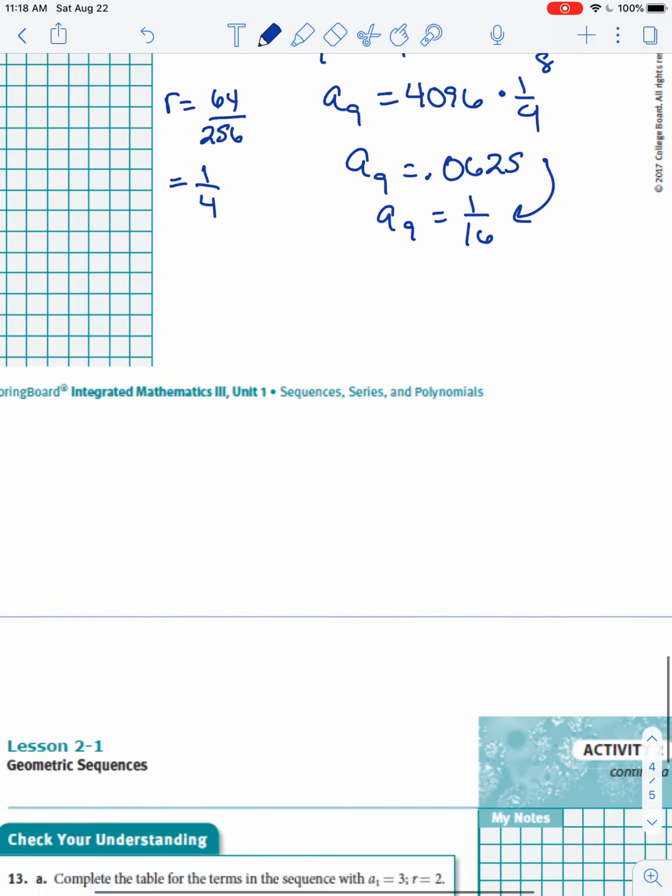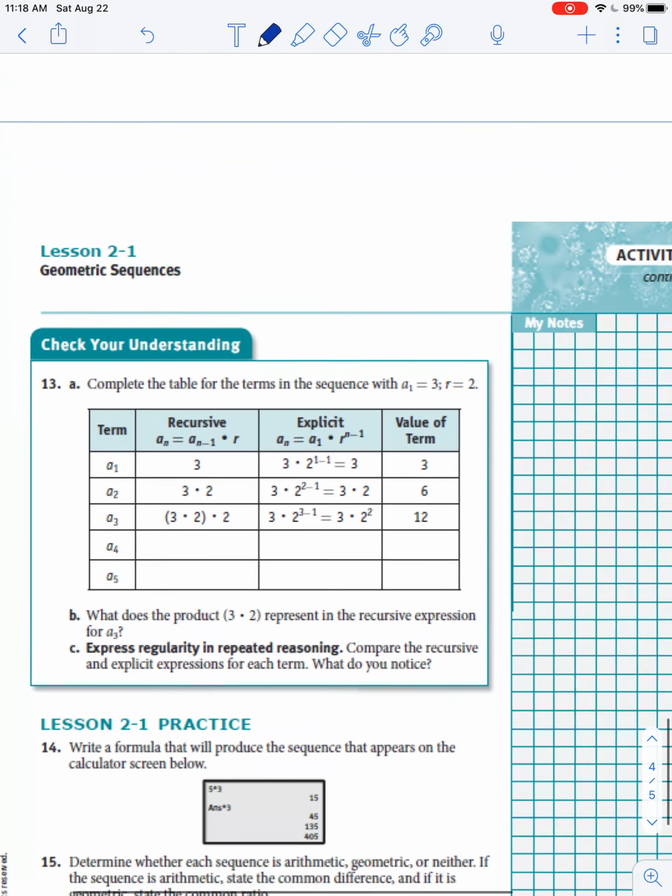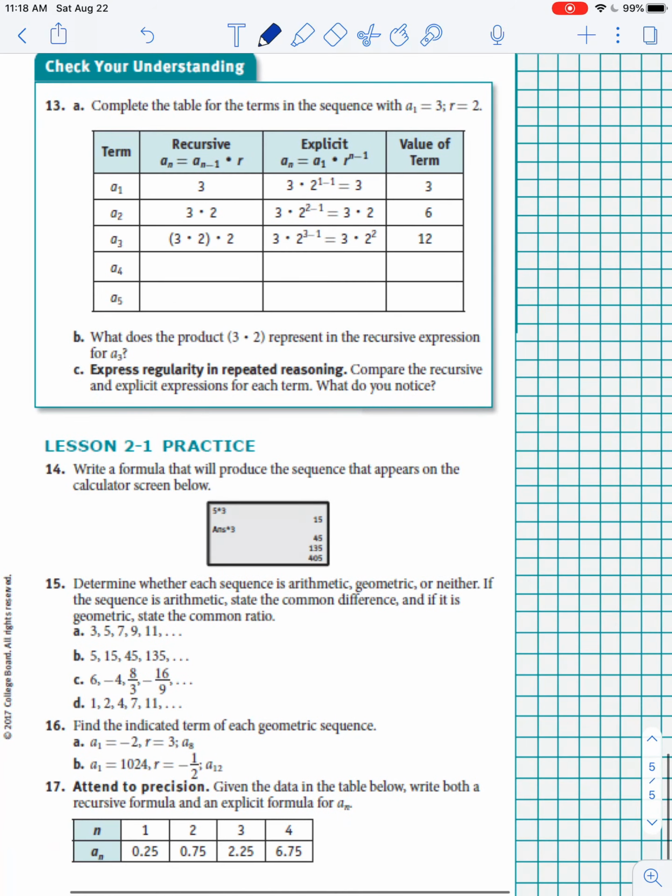All right, so that takes us to the very end where you have all your practice. So it would be up to you then to spend some time doing the practice problems from all the Check Your Understanding questions and the lesson practice. So you can pull up the answer key when you're ready and check your answers. And be ready to talk to me in class if you have any questions.